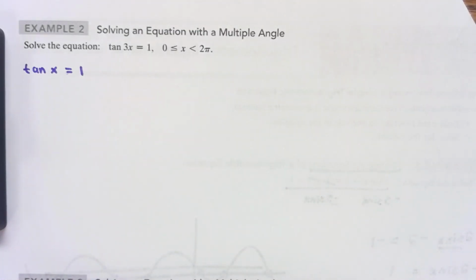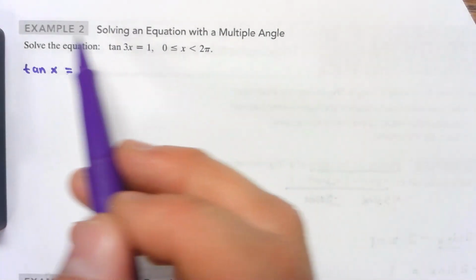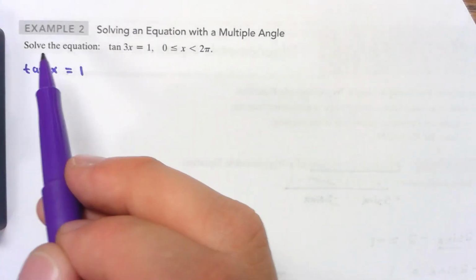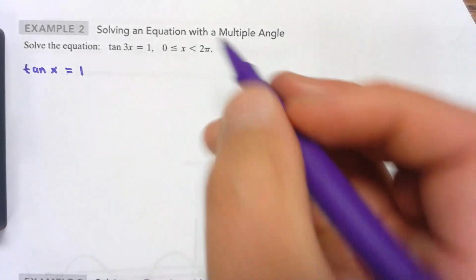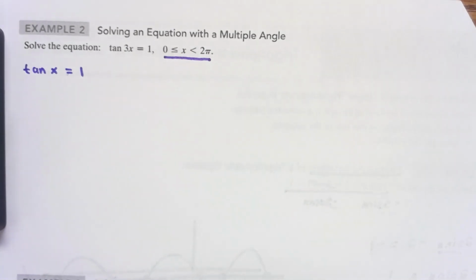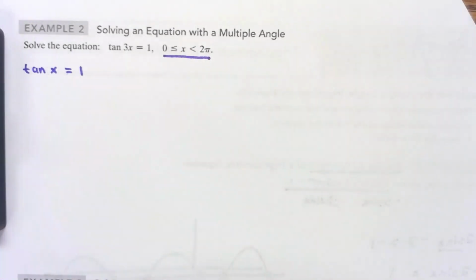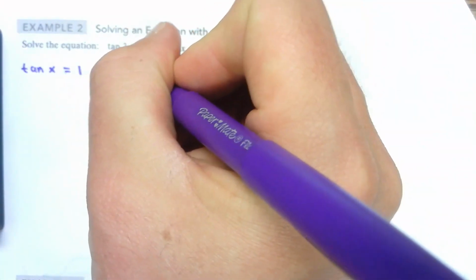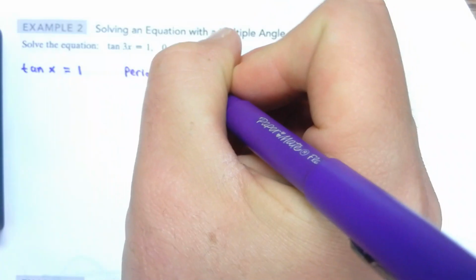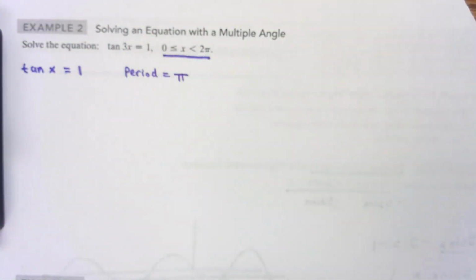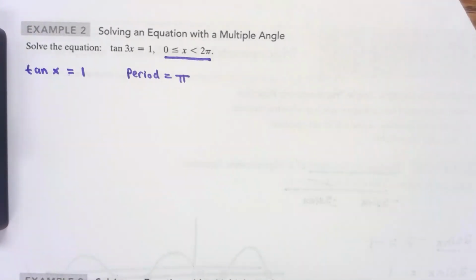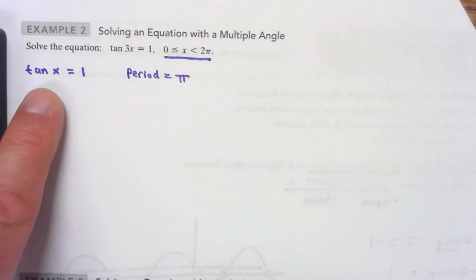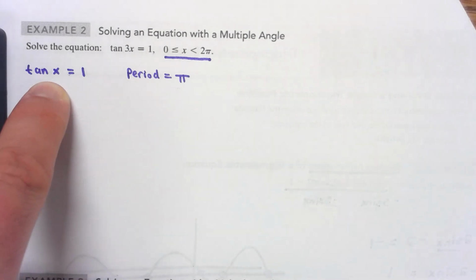The other thing that I want to make note of is we're not describing all the solutions here. It says to solve the equation for where x is between 0 and 2 pi. So we are only going to describe angles that are between 0 and 2 pi, where we're going to get tangent to equal 1. Now, with tangent, the period is pi. And so when we add on the multiple cycles, we're going to add on pi n as opposed to 2 pi n.